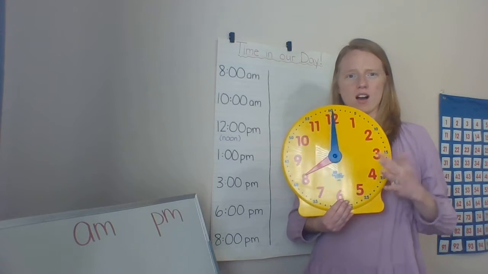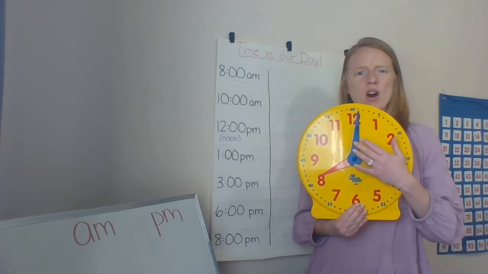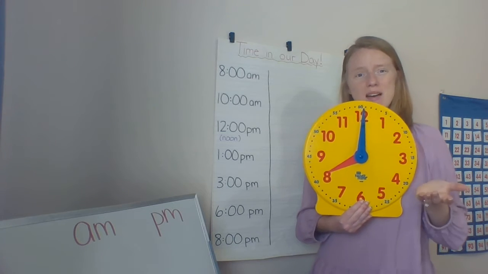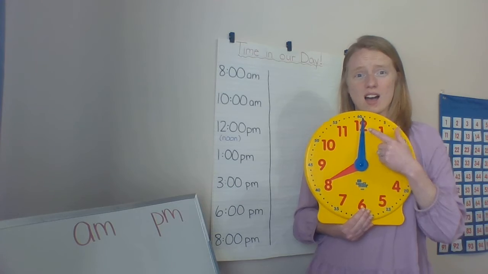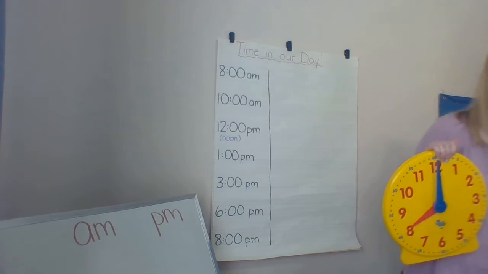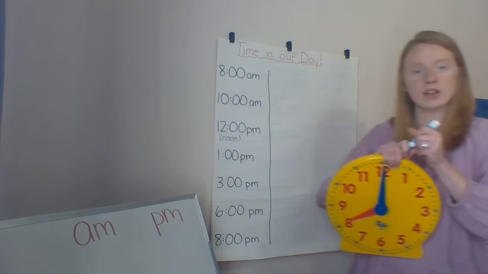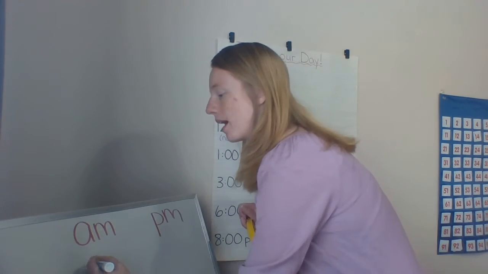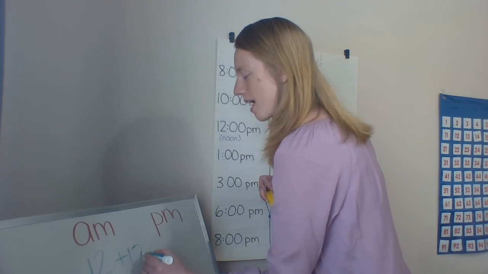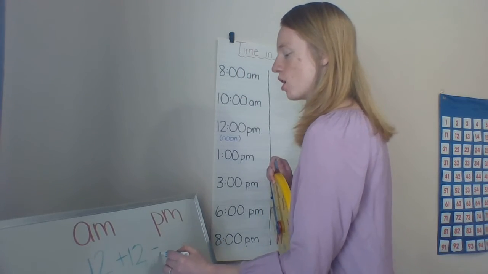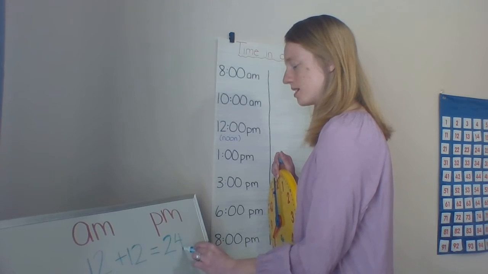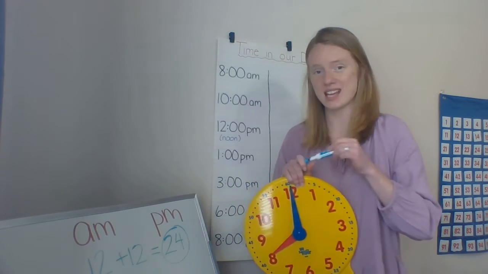So if we look at our analog clock, and we've seen this before, there are only 12 hours on this clock. So that means that there is a 12 o'clock AM and a 12 o'clock PM, because if we were to add the 12 hours in AM plus the 12 hours in the PM part of the day, 12 plus 12 equals the 24 hours that are in our day.